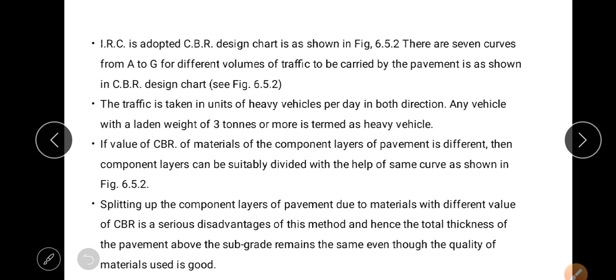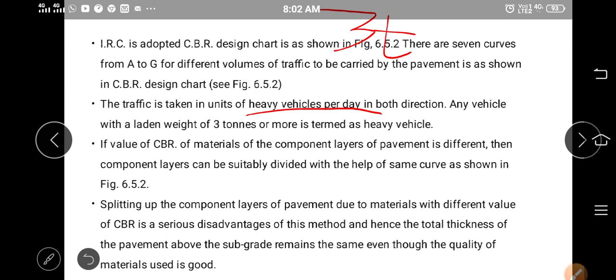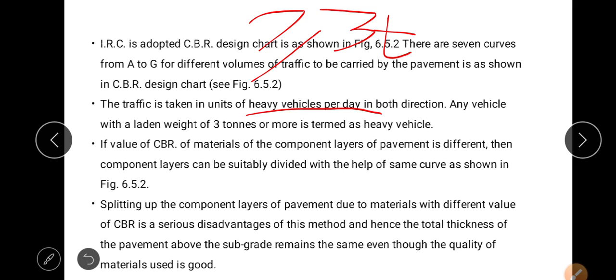The IRC adopted CBR design chart is also shown in various figures. What we have referred from the book is figure 6.5.2. There are 7 curves from A to G for different volumes of traffic to be carried by the pavement, as shown in the CBR method, wherein the CBR design chart is available. The traffic is taken in units of heavy vehicles. Heavy vehicles means heavy commercial vehicles per day, whose laden weight is at least 3 tons, equal to or greater than 3 tons, are the commercial vehicles to be taken into account.